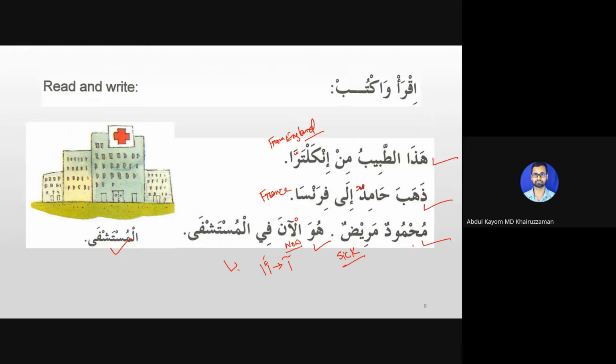Al an means now, at this point of time. So huwal ana fil mustashfa. Mahmudun maridun, Mahmud is sick. Huwal ana fil mustashfa, he is now in the hospital. Now is it clear? Yes. Al an always means now.